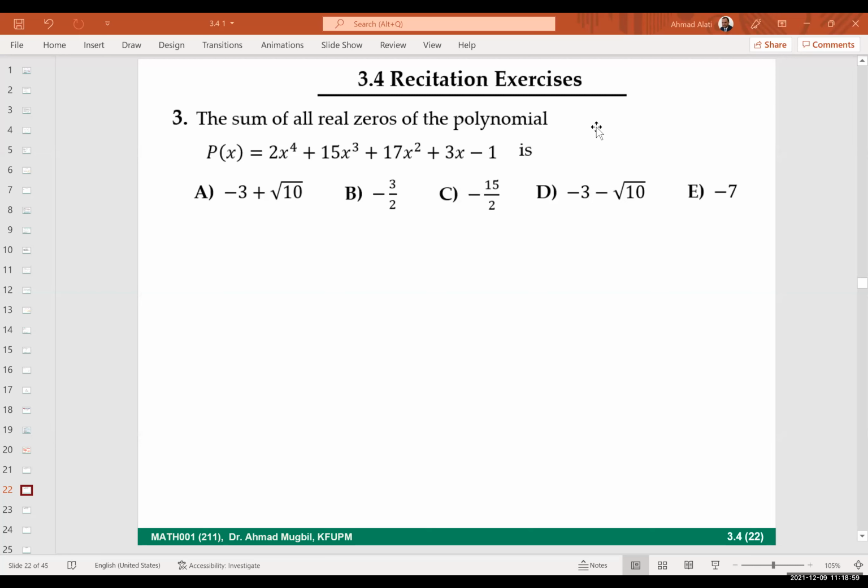But it might be not real, it might be rational, it might be irrational. Of course, it is real. We have negative half and negative 1. So it works. Negative half and negative 1 work. Good. So first of all, how many possible rational zeros?